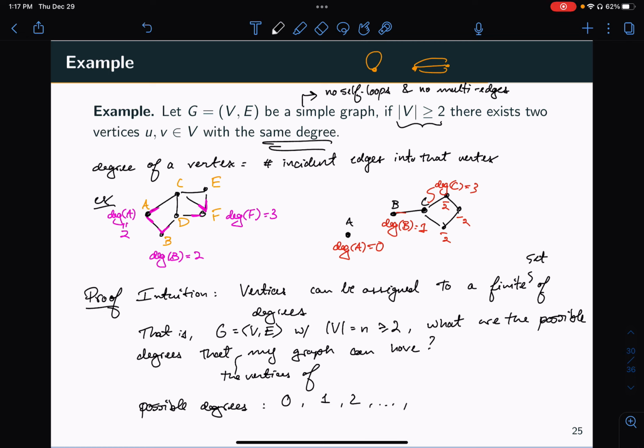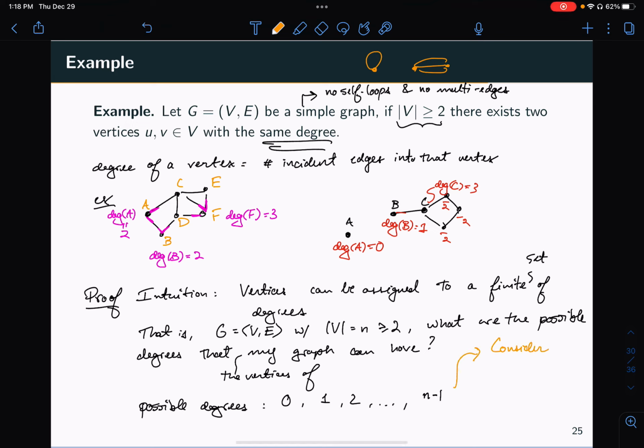And then what's the largest number of incident edges a vertex can have? Because we're considering no self loops and no multi edges, there is a maximum number. It might seem unintuitive at first because some of you might immediately say, oh, it must be n. Well, in fact, the maximum degree of any vertex in a graph with n vertices is n minus 1. So why n minus 1?